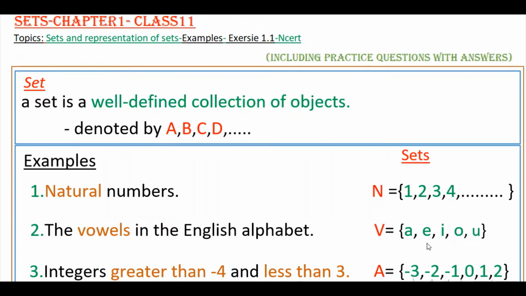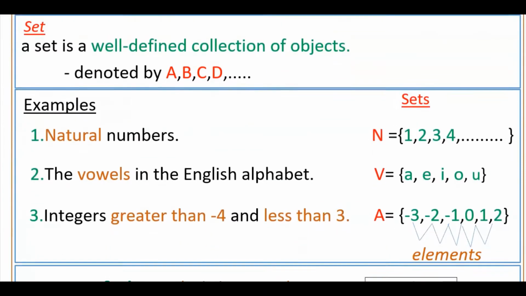And the next example is the vowels in the English alphabet. We know that the vowels are A, E, I, O, U. So these are also a well-defined collection of objects. So you can write them as a set like this. V is equal to, inside the braces, you have to write the vowels. And next one is integers greater than -4 and less than 3. So greater than -4, the integers are -3, -2, -1, 0, 1, 2. Because less than 3, you have to write up to 2.